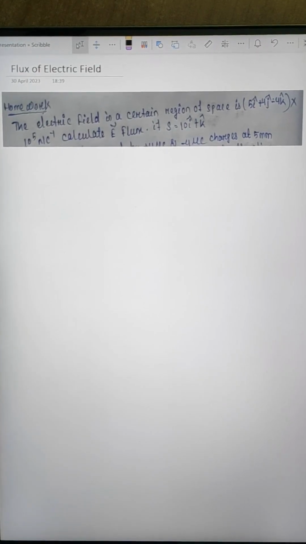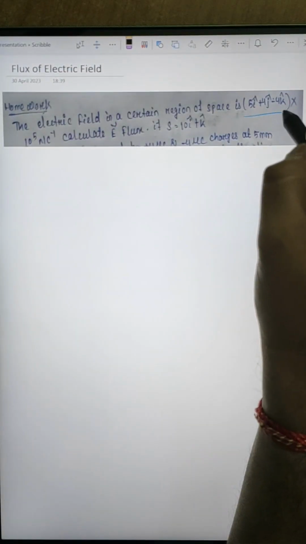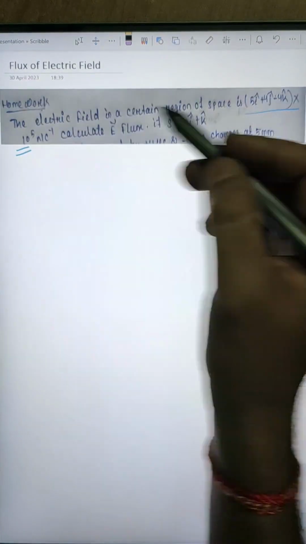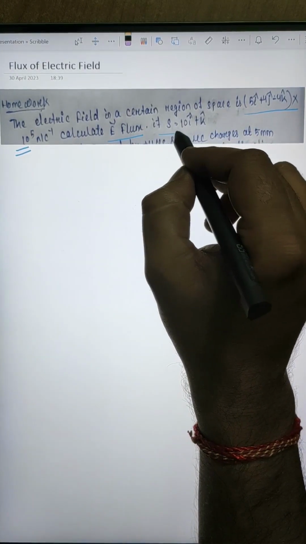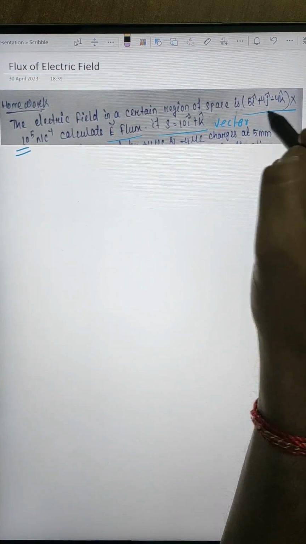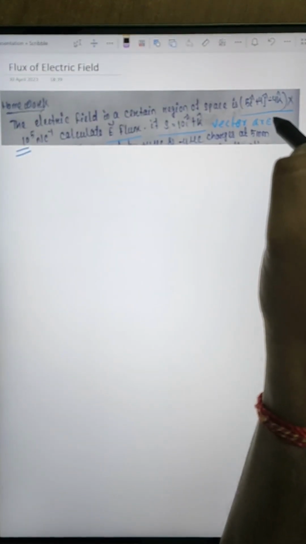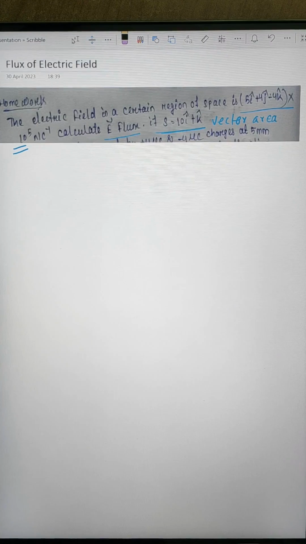Okay, this is a question based on the concept of flux of electric field. Let's read the question. The electric field in a certain region of space is 5 i cap plus 4 j cap minus 4 k cap times 10 to the power 5 Newton per coulomb. Calculate the electric flux if the area is given as a vector area, right? The vector area is given as 10 i cap plus 10 j cap plus k cap.